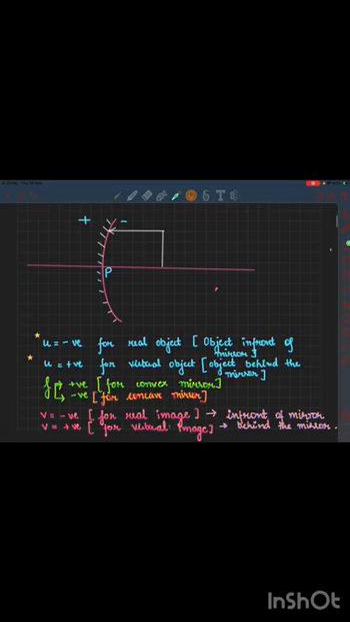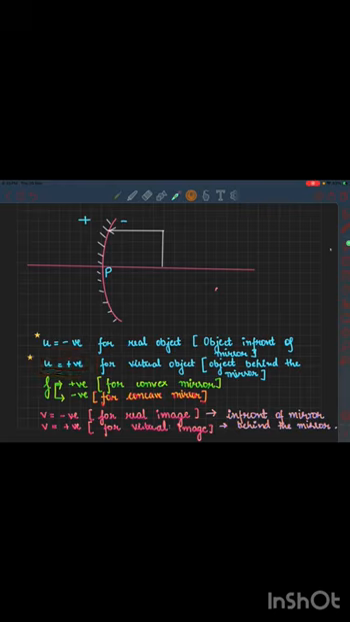Now see, generally the object is placed in front of the mirror and that object is a real object. So for a real object, your object distance will always be negative. But if your object is a virtual object, that is the object is behind the mirror, the object distance is going to be positive, as we have studied in the last lecture of sign convention.